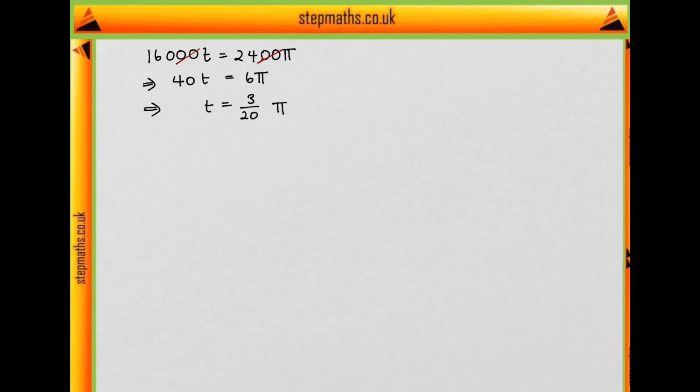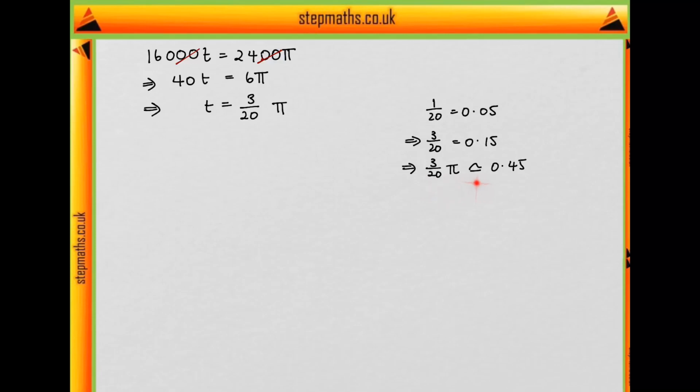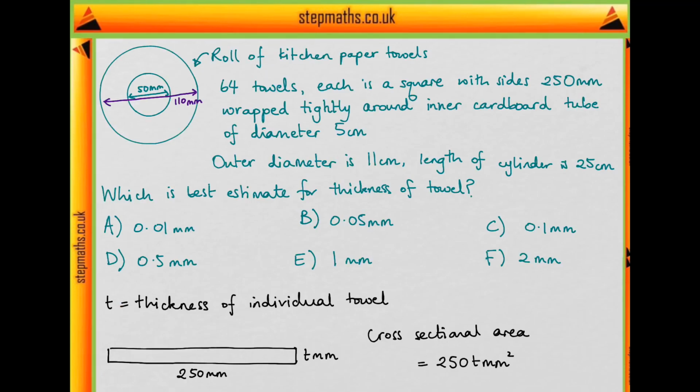Now 1 over 20 is equal to 0.05. Alright, it's like a tenth of a half. So 3 over 20 is going to be equal to 0.15. And pi is just over 3, so 3 over 20 pi is going to be about 0.45, a little bit more. So we have that our thickness T is about 0.45 millimeters. And we can see that to one significant figure that's equal to our answer D.